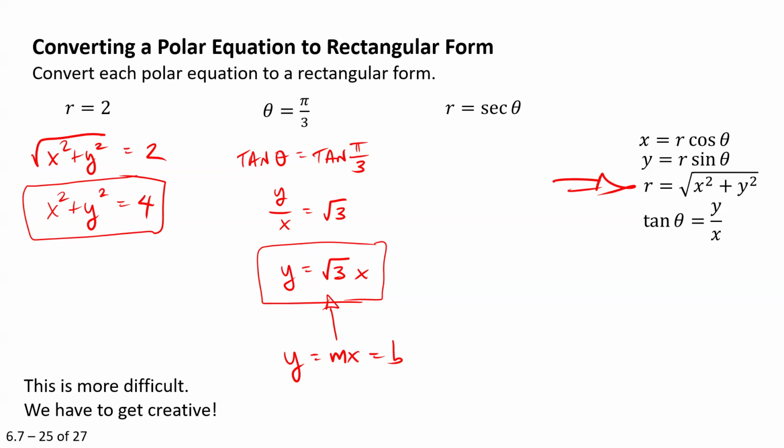I'm just going to lecture, I guess. So for this one here, r is equal to secant theta. I'm going to multiply both sides by cosine theta, because if I do that, then I have r cosine theta on the left-hand side, and that's equal to 1. And r cosine theta is just equal to x. So this is a vertical line that crosses the x-axis at the number 1.